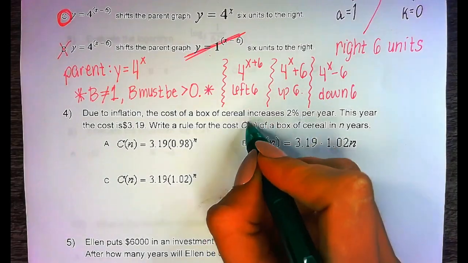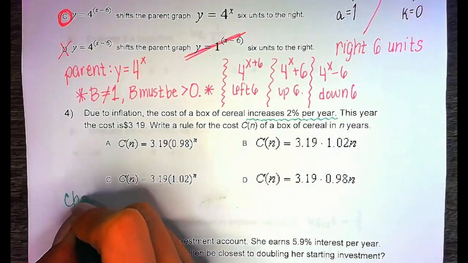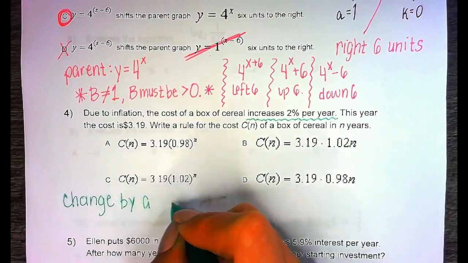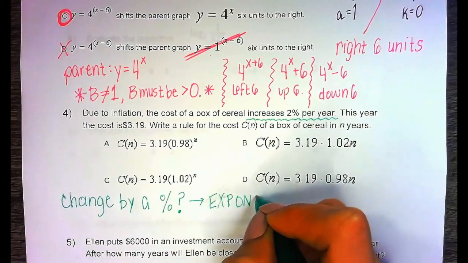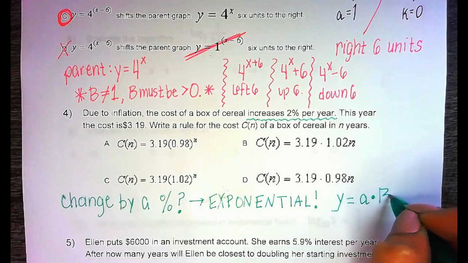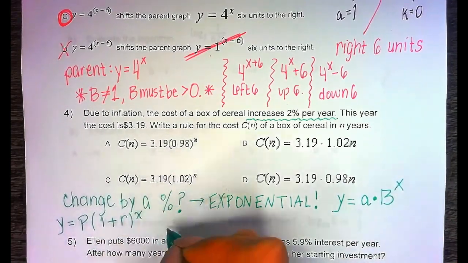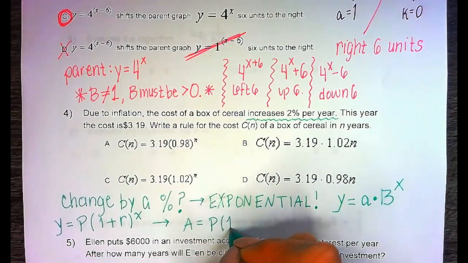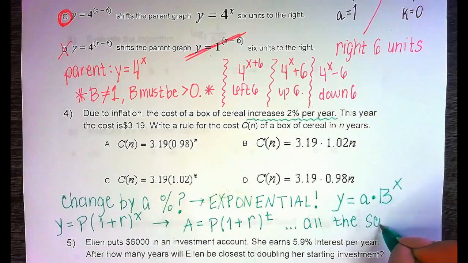As soon as you see in a word problem that something is changing by a certain percent, that's a giveaway that we're dealing with an exponential function. Exponential functions, as we've seen, come in the form y equals a times b to the x. You may also write your equation as y equals p times the quantity 1 plus r to the x or t power. These are really all the same thing. 1 plus r represents our base.